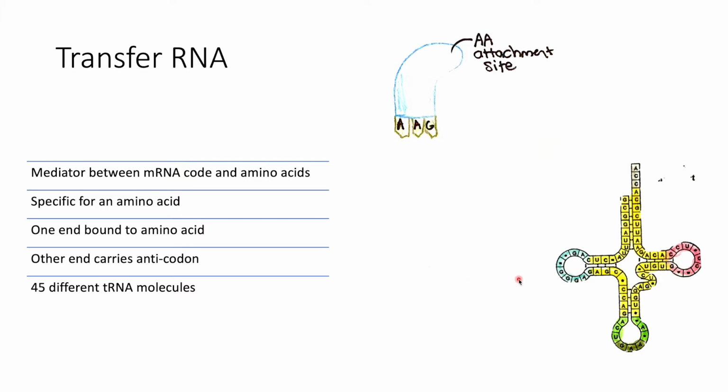tRNA is composed of a single-stranded RNA that is folded into a clover leaf shape. Hydrogen bonding forms between base pairs in double-stranded regions. The amino acid binds here at the 3' end. There are about 45 different types of tRNA molecules. Some tRNA molecules pair with 2 or 3 mRNA codons.